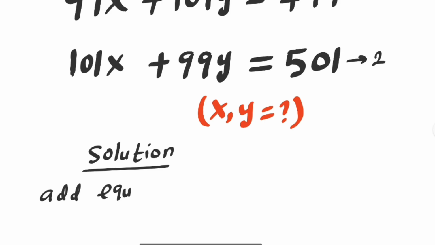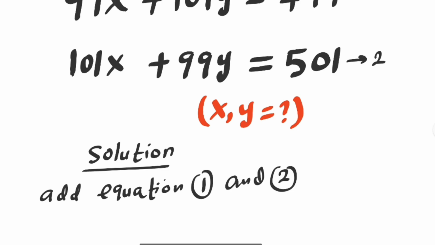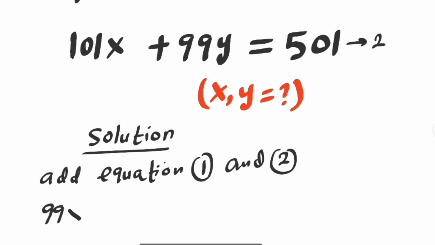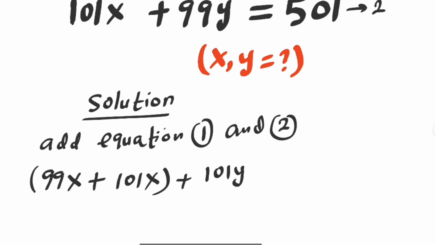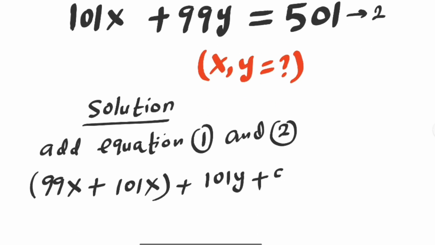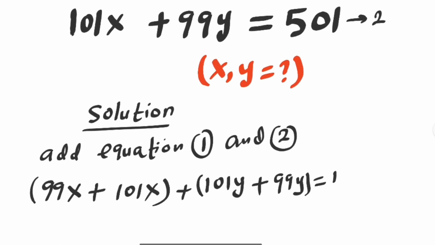Add equation 1 and 2. That is 99x plus 101x plus 101y plus 99y is equal to 499 plus 501.